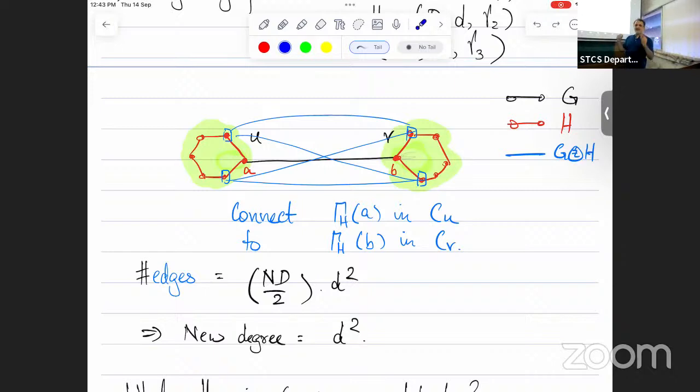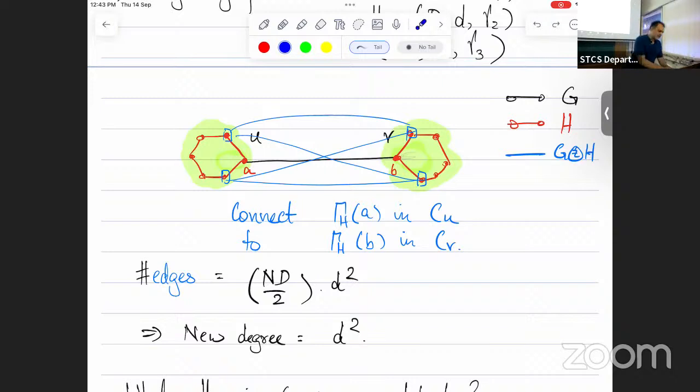I just want to say that every edge is now replaced by d squared edges. But of course, the number of vertices is also increased by a factor of D. So therefore, the new degree, if you count correctly, will actually turn out to just be small d squared, because the new number of vertices is capital N, capital D. So that ND thing cancels off.